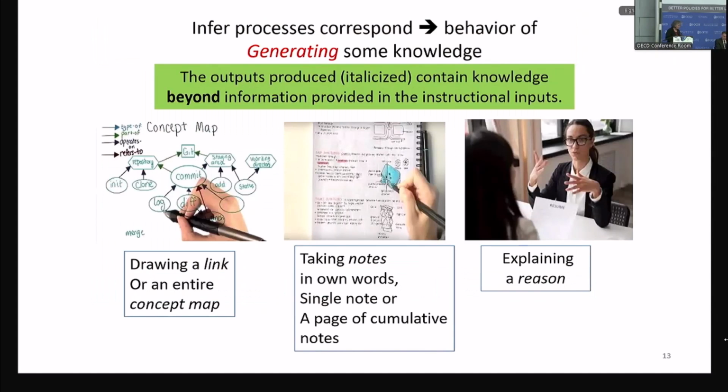So the third, the infer process, corresponds to the behavior of generating some knowledge, right? So the output produced, which I italicized below, contains knowledge beyond the information provided in the instruction. So for example, if you drew a link, or one link, or an entire concept map, clearly the link and the concept map were not, let's assume, instructional material. Or you can take notes in your own words. You can take a single note, or you can take a page of cumulative notes. Or you can explain the reason. So you're generating knowledge beyond what was given.